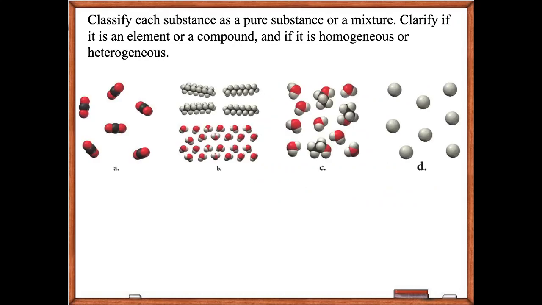Okay, so now we're going to do the same thing, but we're going to do this graphically instead of just with words. Try to go through each one of these, classify it as a pure substance or a mixture, and then clarify if it's an element or a compound. And if it's a mixture, say if it's homogeneous or heterogeneous. This is a situation where I would like you to pause this and try to answer each one of these, and then we'll come back and go over it. I'll give you a second to do that.